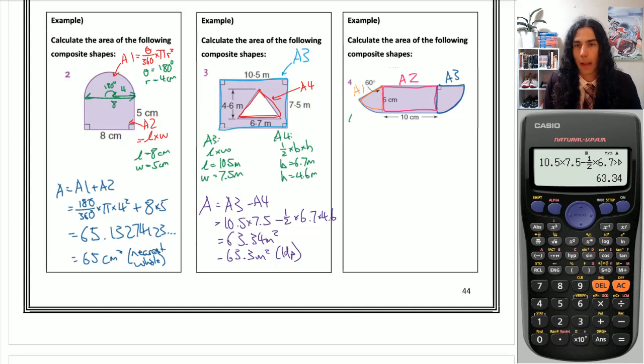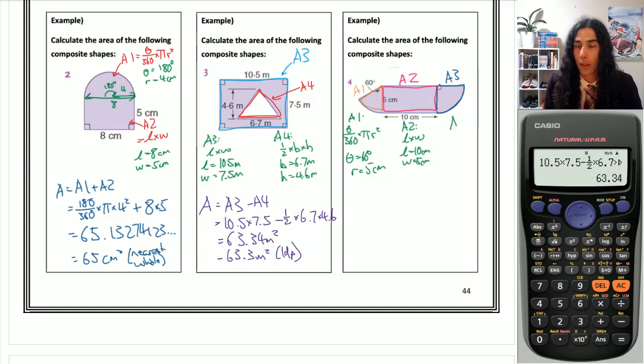A1, that's a sector, so our formula is theta over 360 times pi r squared. The angle, theta, is 60. We need the radius. That's actually the 5 there. The radius of the circle is 5 centimeters. Good. A2, it's a rectangle. Length times width. Length is 10 centimeters. Width is 5 centimeters. We're set up.